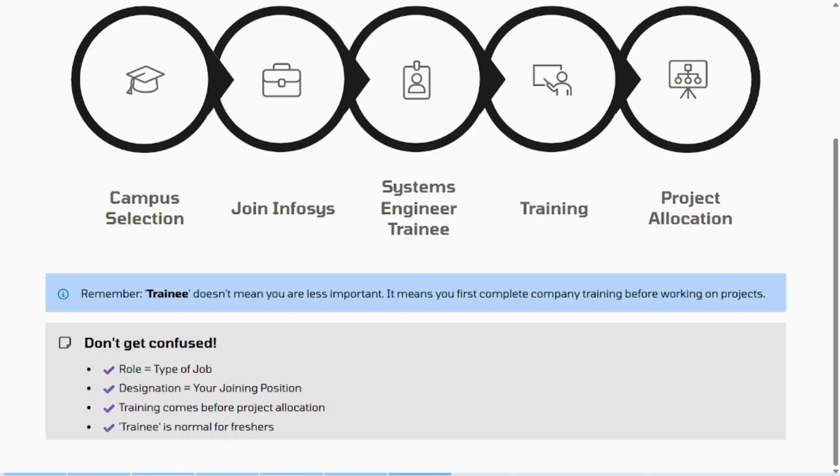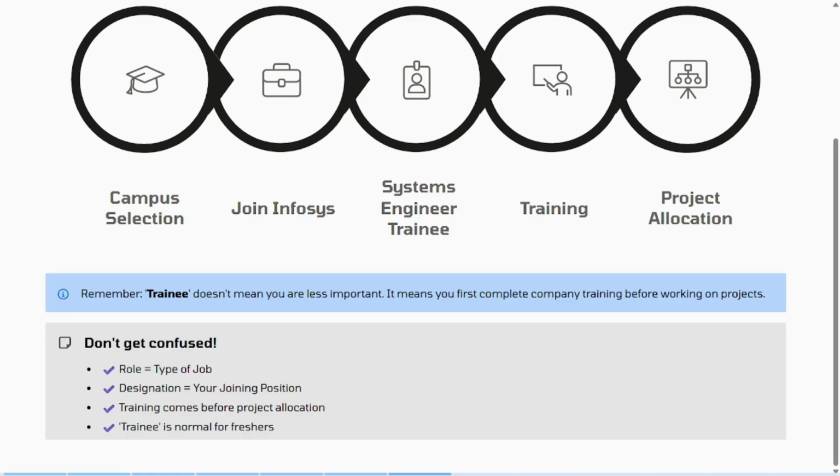Every student comes from a different college and has a different level of knowledge. Some students are good at Java, some know Python, and some are stronger in theory than practical work. So instead of sending everyone directly to projects, Infosys first provides training so that everyone reaches a common professional standard. That's why you see the word trainee in the designation.